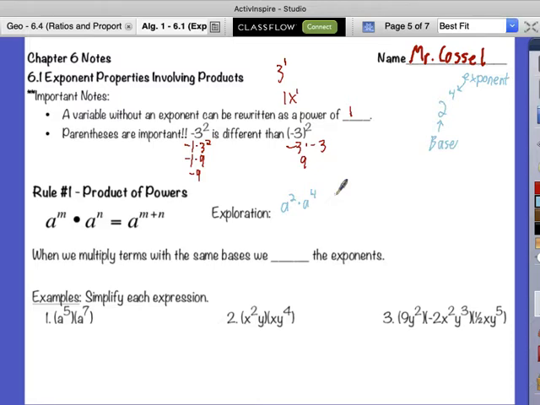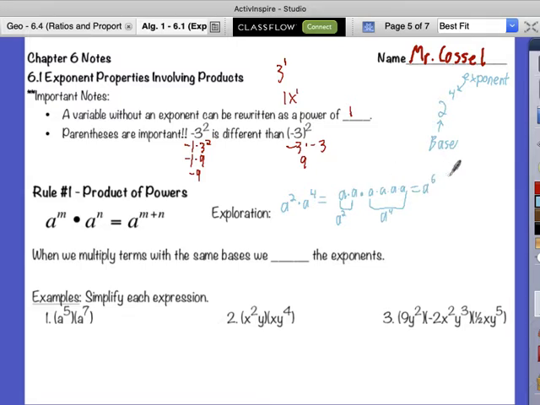Now, this is going to be the same thing as a squared. How many a's are being multiplied together? 2. So it's a times a. That is a squared. a to the 4th is how many a's being multiplied together? 4. So a times a times a times a. That's our a to the 4th. And what's a squared and a to the 4th doing? Multiplying. So now if we look at these in one straight line, how many a's do we have multiplied together? 6. So this is really a to the 6th.